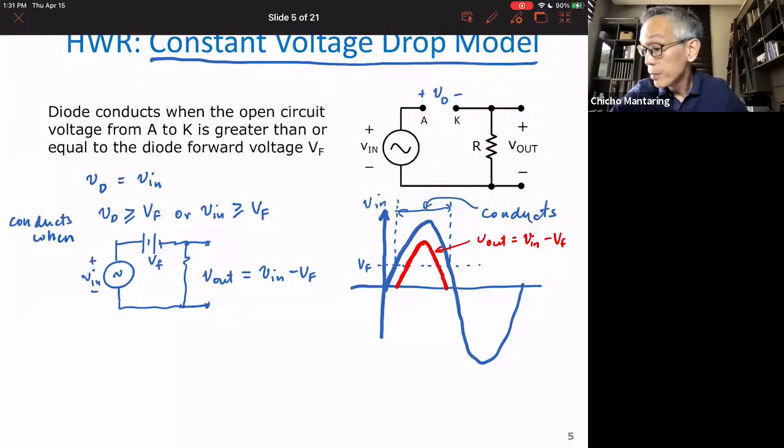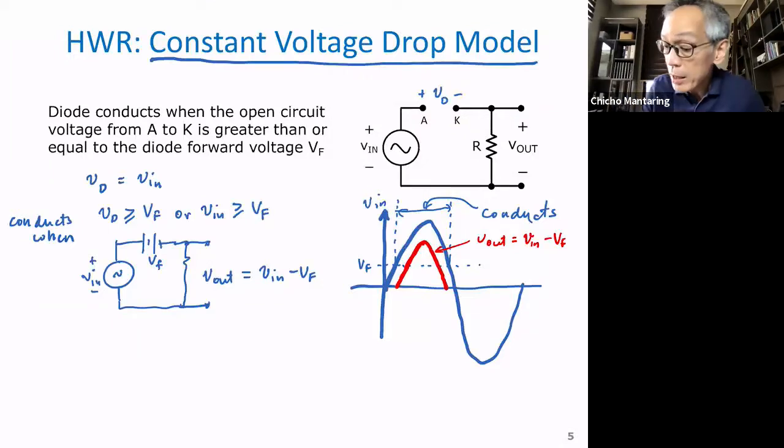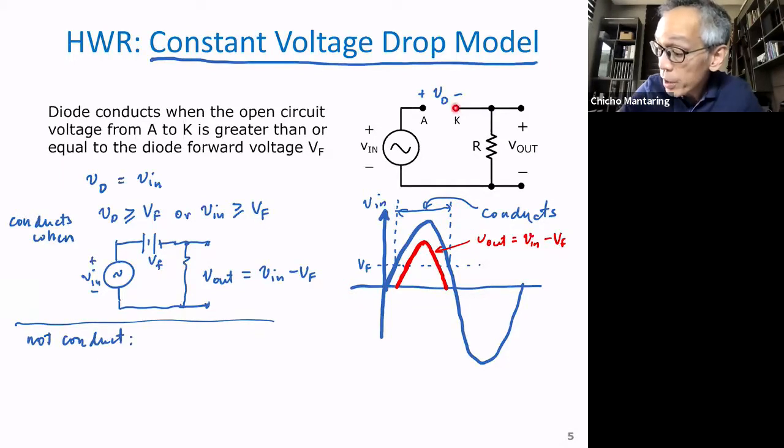Okay, when does it not conduct? When the open circuit voltage is less than V sub F, or V in is less than V sub F, because VD is equal to V in. So this is when V in is less than V sub F.